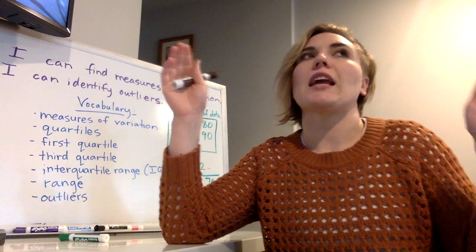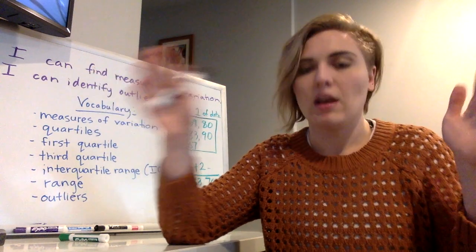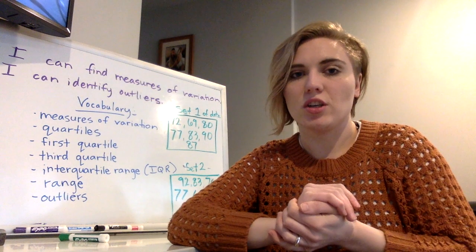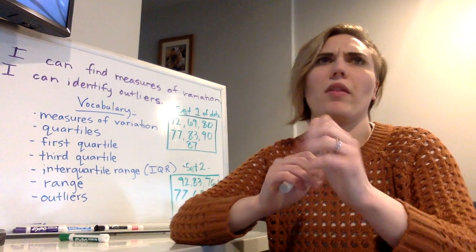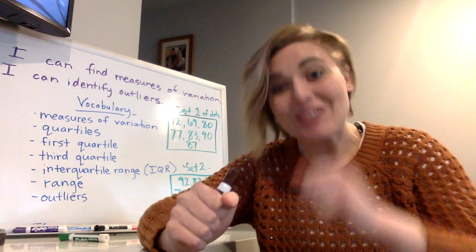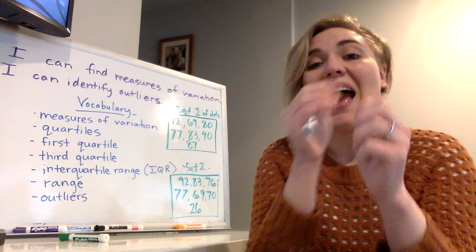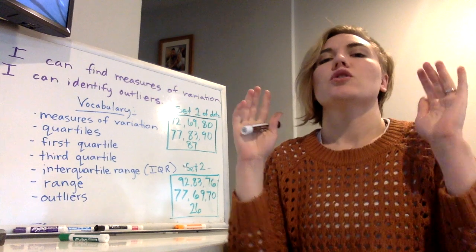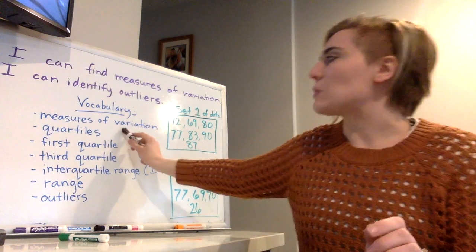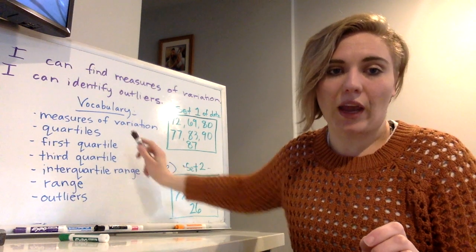We're looking at measures of variation. Where do the average, or the mean, which is the same thing, or the median or the mode, fall in that spread of data? We're going to talk about that a little more, but that's what measures of variation is.